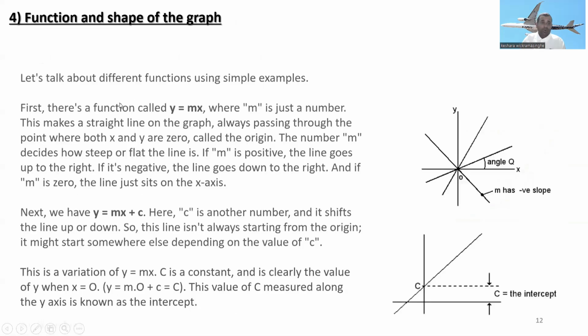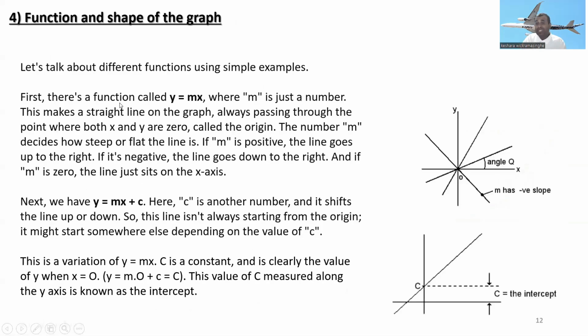Okay, so now let's go to functions and the shapes of graphs. Now we are going to talk about different functions using simple examples. So the first is a function called y equals mx. Okay, this is the initial one, y equals mx, where m is just a number.